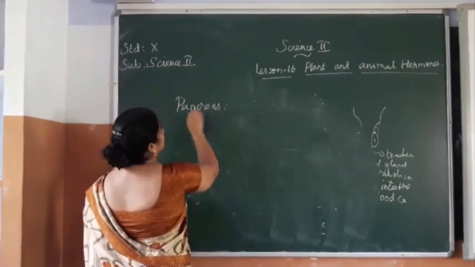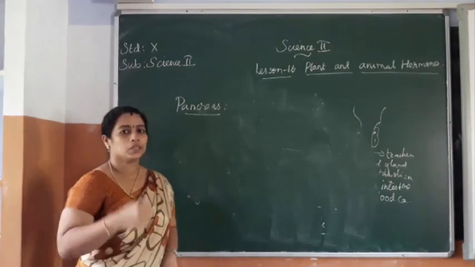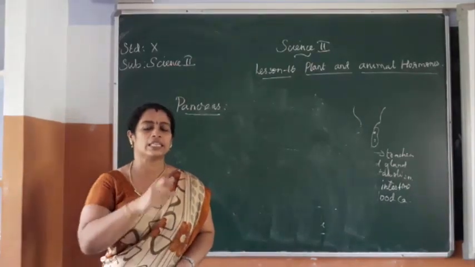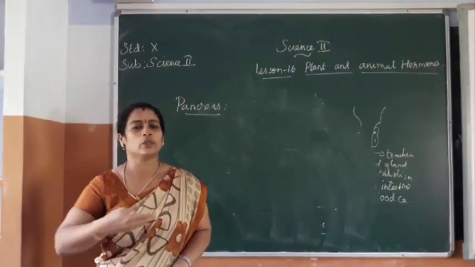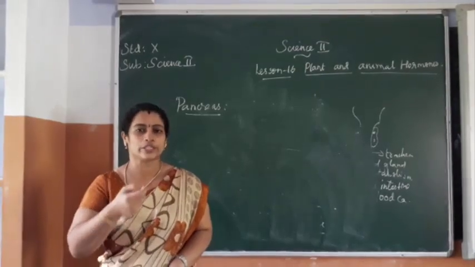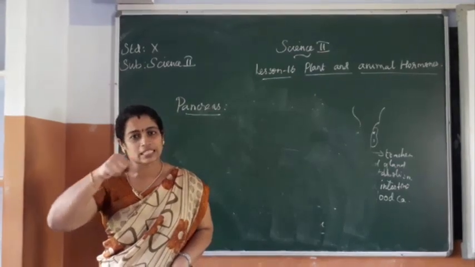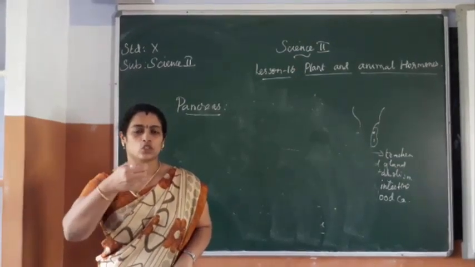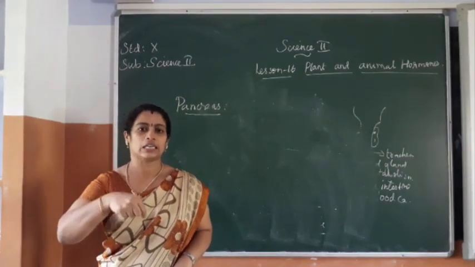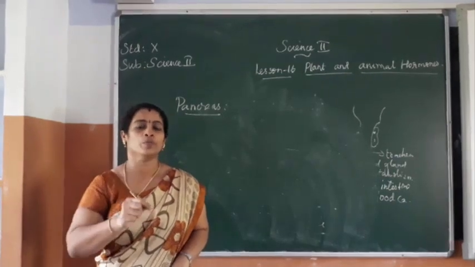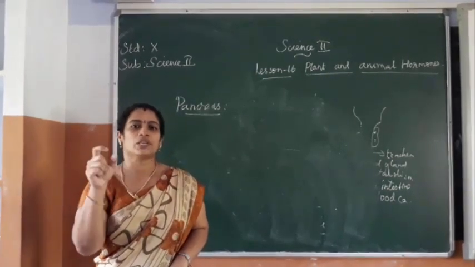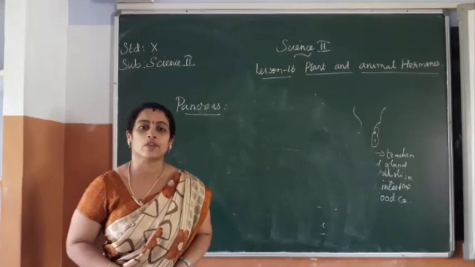Pancreas is an endocrine gland which is present at the loop of our stomach. Below the stomach, it is a leaf-like structure, yellowish in color, present at the loop, that is the curve below the stomach. It consists of a curve, and that position is known as the loop. From that region, the pancreas arises.